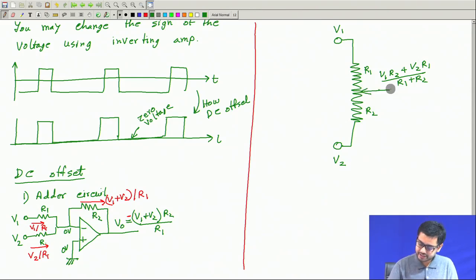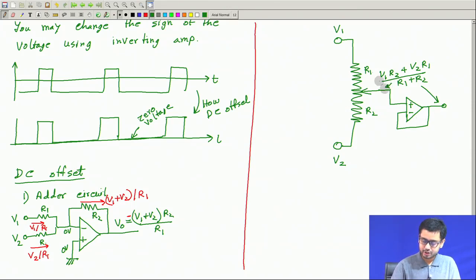To make sure that there is no current being drawn, I will connect a buffer. So, this is just a buffer, we have studied negative feedback. So, this will be the voltage at this point and similarly also at this point, because this is just a buffer. So, this way we can add two voltages.